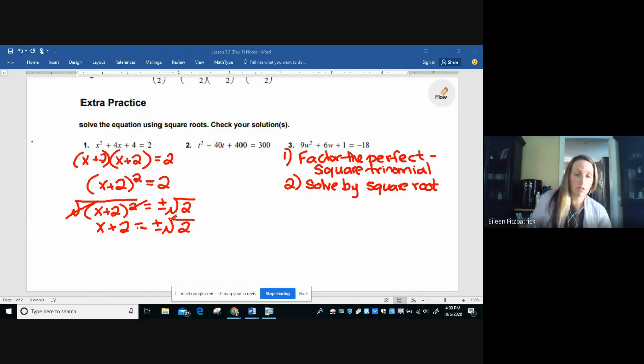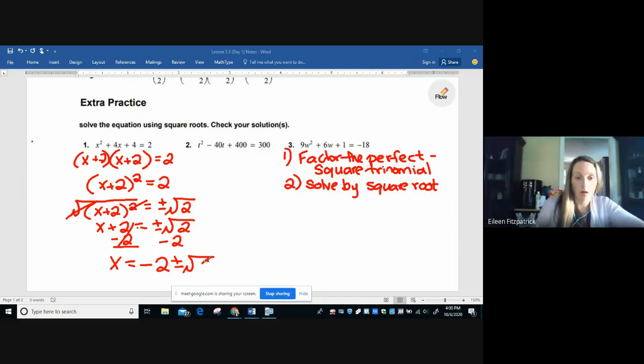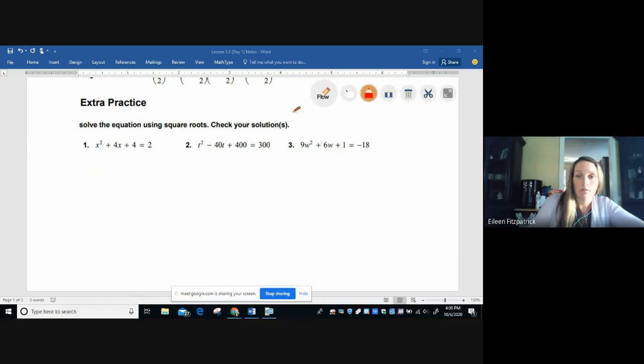Now, the square root of 2 doesn't simplify. It's not a perfect square factor underneath, so we just leave it like that. Now we just need to get x alone by subtracting. So we have x is equal to negative 2 plus or minus the square root of 2, and that will be your final answer. There are 2 answers there. It's saying that x is equal to negative 2 plus root 2, and x is equal to negative 2 minus root 2. All right, let me clear and go on.